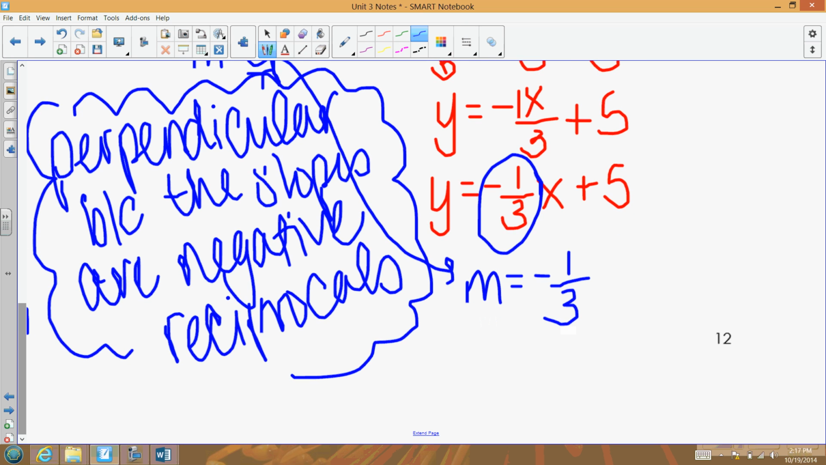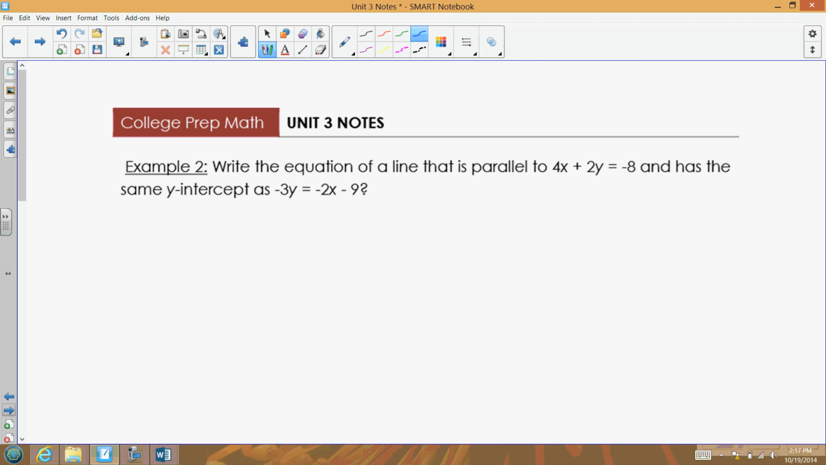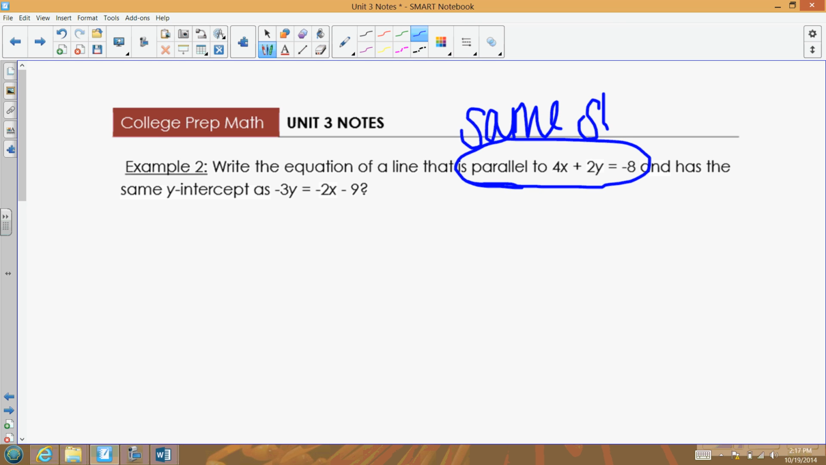So let's look at another example with parallel and perpendicular. Example 2, write the equation of a line that is parallel to this equation and it has the same y-intercept as this other equation. So parallel to this equation here means it has to have the same slope as this equation. So I need to figure out the slope of that, and then it has to have the same y-intercept as this equation here.